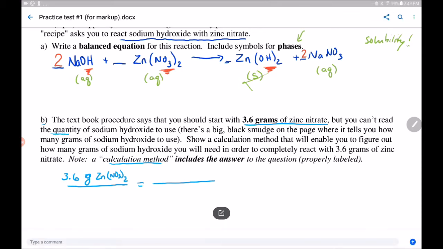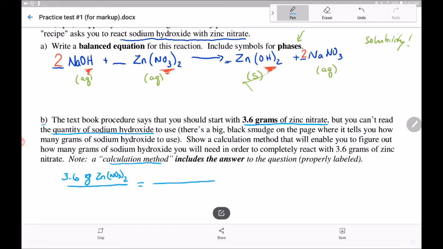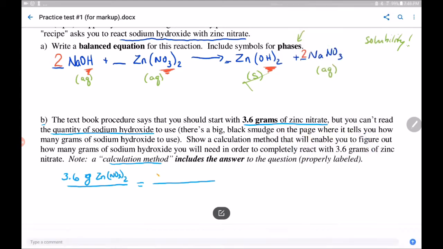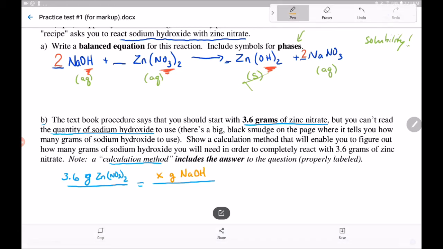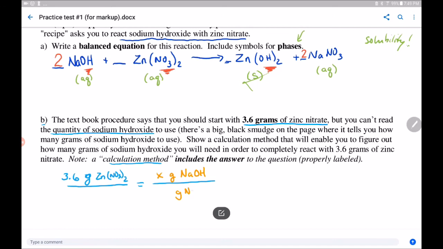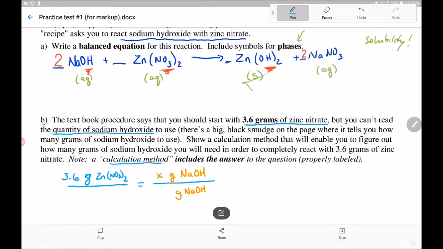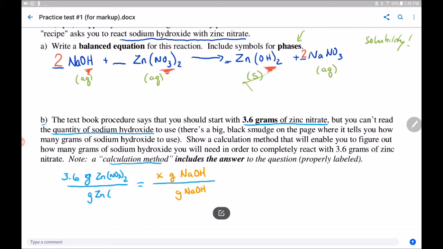Next, the quantity of sodium hydroxide can't be read. That's the X. That's the unknown. I'll put it here. This is not the only place it could go, but it's a good place. This is what I'm trying to find. You should know that the labels on the bottom, the two remaining labels in the proportion, are already defined. Once I put the labels on the top here, the labels on the bottom have to match.